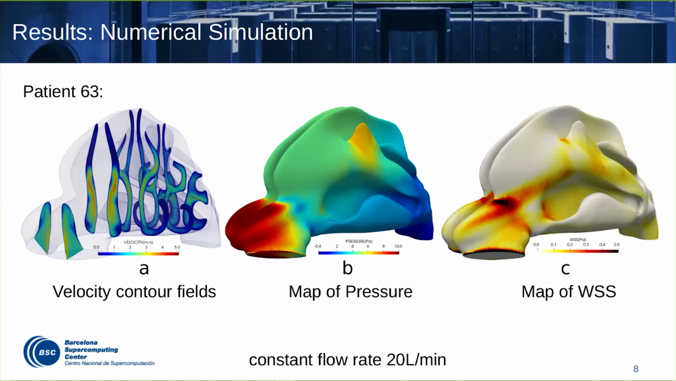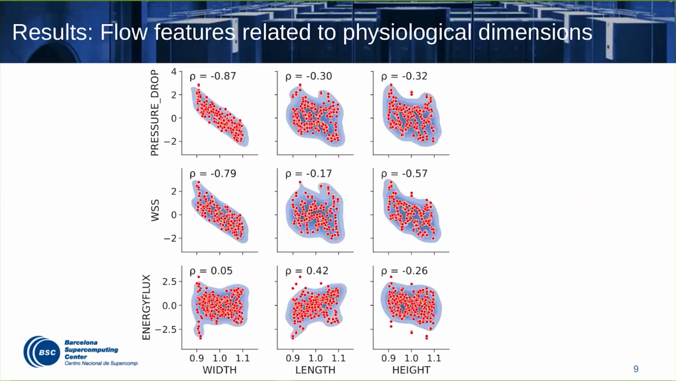The wall shear stress is related to the friction, and most of the time the doctors like to know if there is some discrepancy in the wall shear stress, because most of the time the friction could be related to some pathologies. All of these simulations are run with a constant flow rate, which we selected at 20 liters per minute, which is the average inspiration phase. So it would be like a snapshot of the inspiration phase for each nasal cavity.